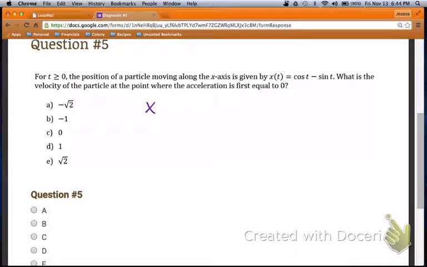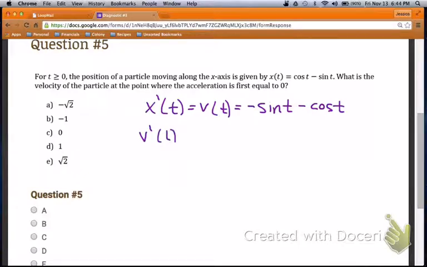So the first derivative, x prime of t, which is actually giving me the velocity function. The derivative of cosine of t is negative sine of t, and the derivative of negative sine of t is negative cosine of t. And again, in order to figure out where the acceleration is 0, I have to go one more time. So I need to find the derivative of that. So v prime of t, which is the acceleration function. So the derivative of negative sine of t is negative cosine of t, and the derivative of negative cosine of t is positive sine of t. And we're looking for where this equals 0 for the first time after 0.